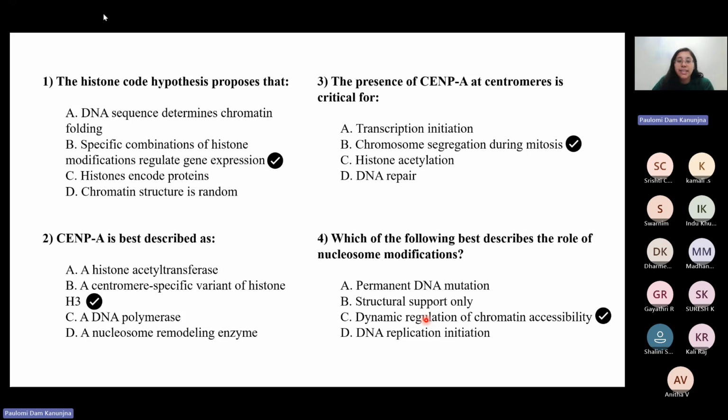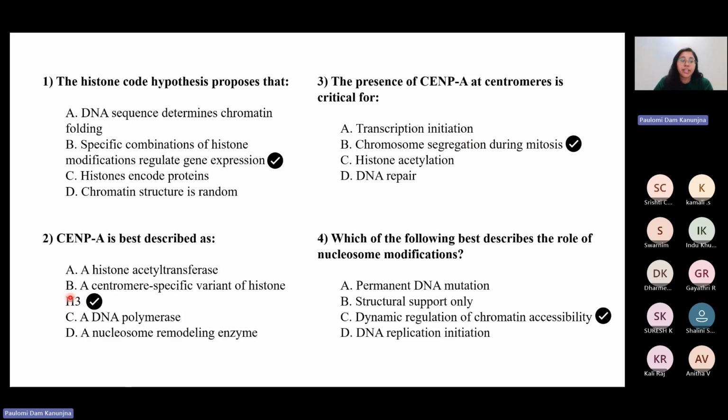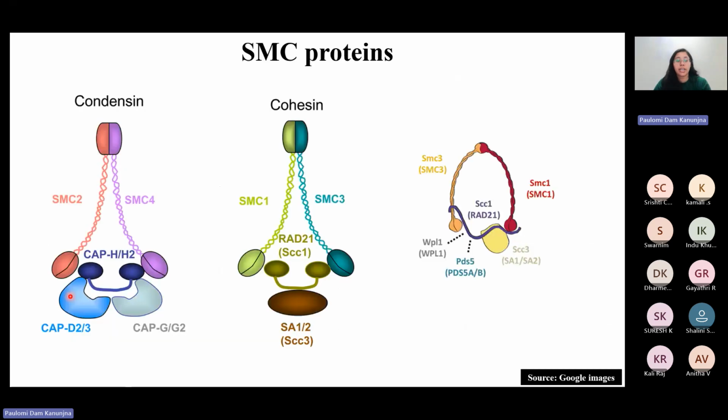So CENP-A is therefore very important. It is not only relevant for the functionality of the cell, but it's also important from a medical perspective. So that's why CENP-A, as it is written here, is important for chromosome segregation, a specific variant of histone H3. Okay. Right. Now let's move to the third topic of this week, which is SMC protein.